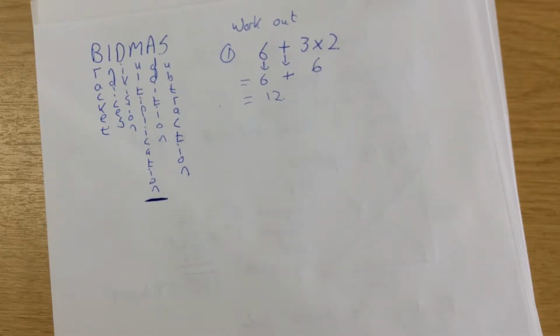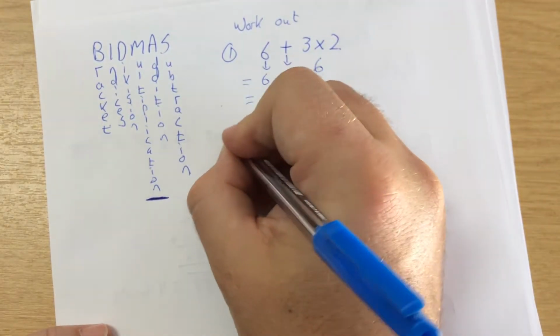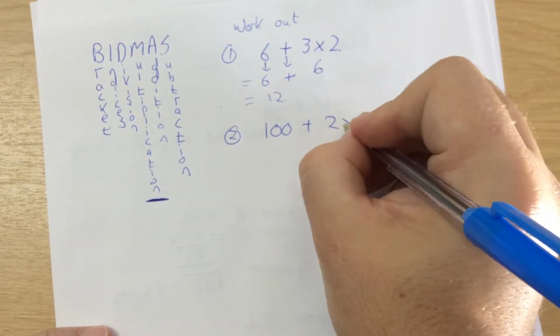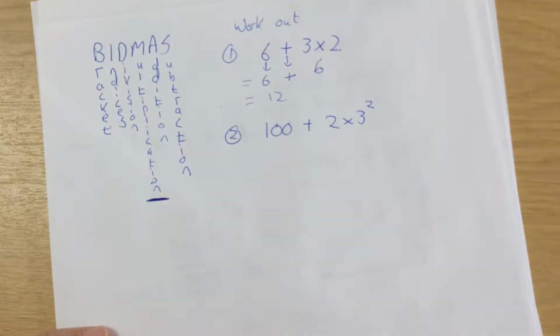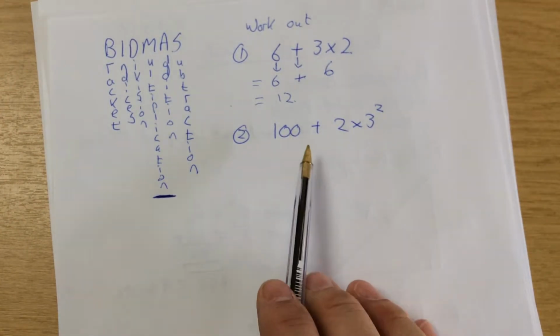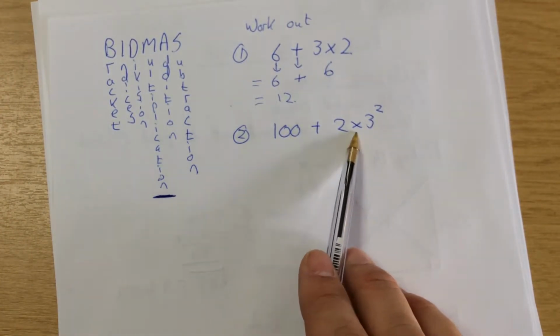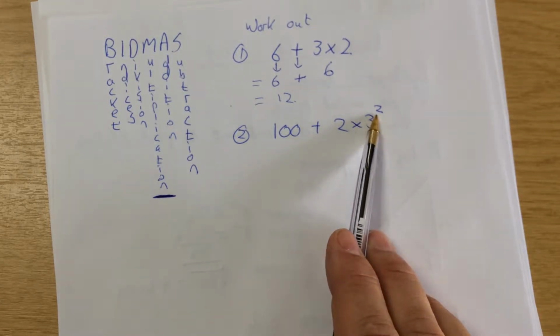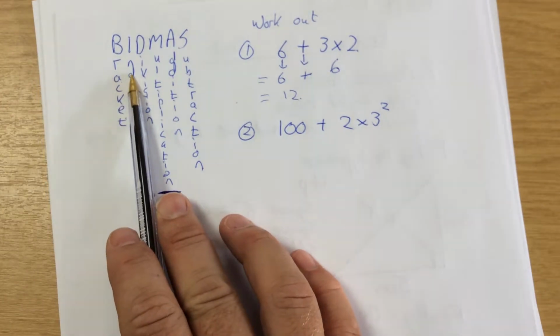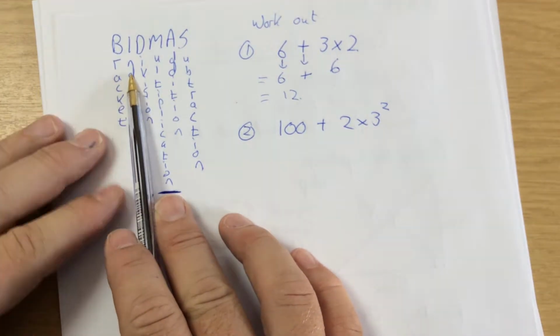From there, they could become a little bit more difficult. It could be something like 100 plus 2 times 3 squared. So I'm looking for what I can see on this one. I can see an add. I can see a multiply. I can see a squared. So I'm looking at squares and indices. First on here is indices, so I'm going to work out the indice first.